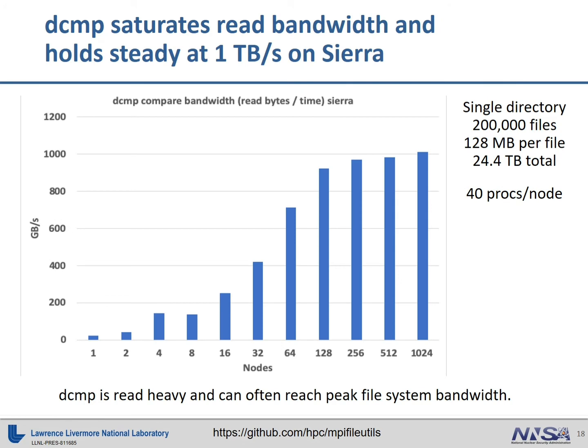Just as we did with DCP, where we computed an effective write bandwidth, you can compute an effective read bandwidth with dcompare, which is what I'm showing here. And again, we're seeing very good scalability. In fact, saturating the read bandwidth on the parallel file system at 1 terabyte a second on Sierra. So getting very good performance.